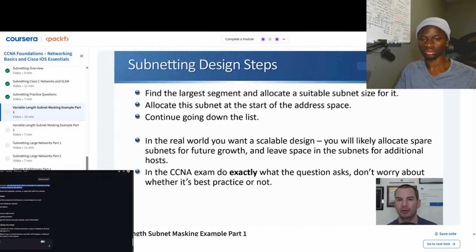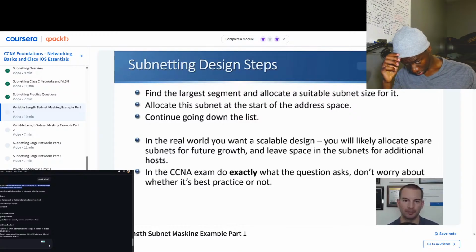Okay, so hopefully you got the point there. Don't design for what is right now. Design for what is going to be the best fit in the future. Leave some scalability there, leave some room for growth. So that's what you do in the real world.